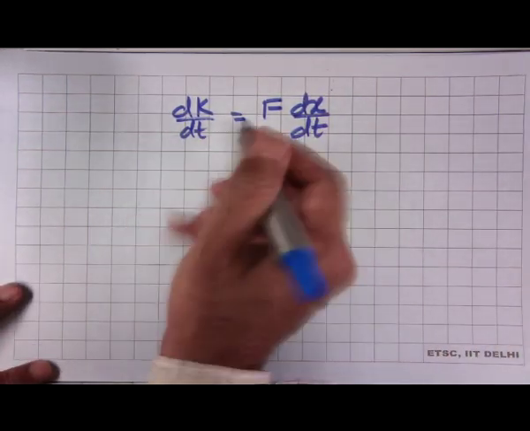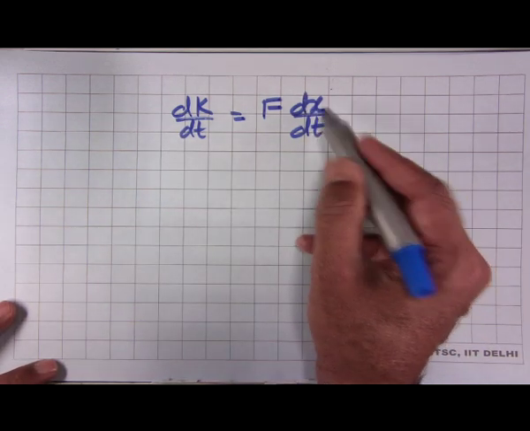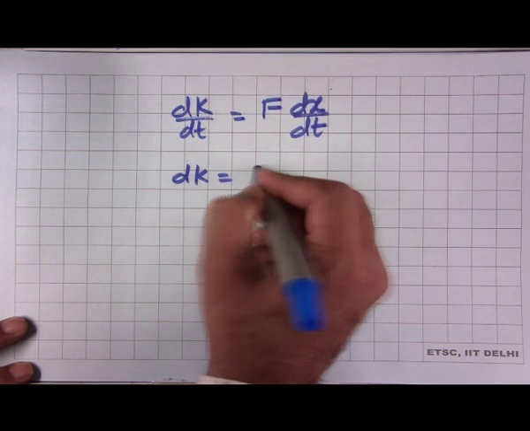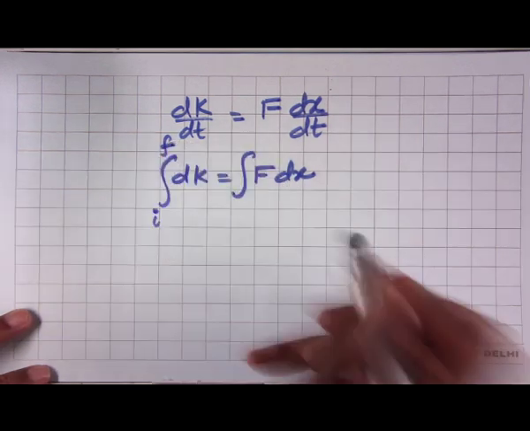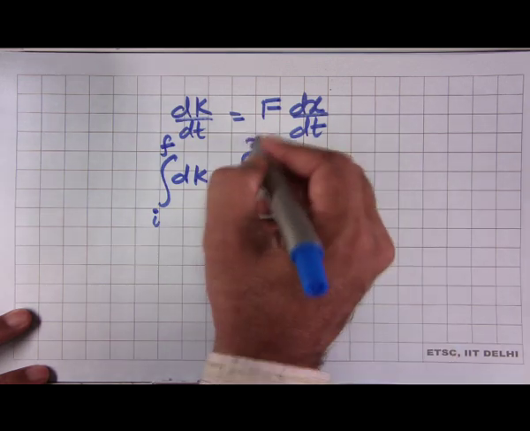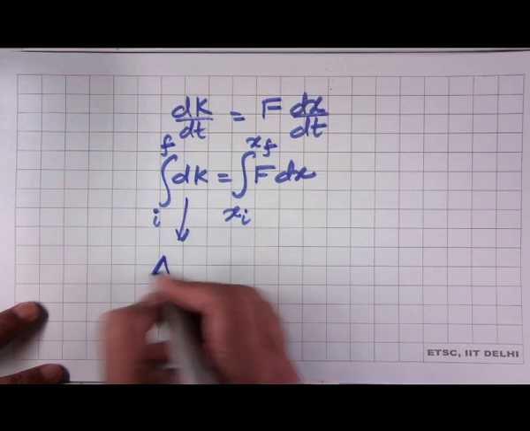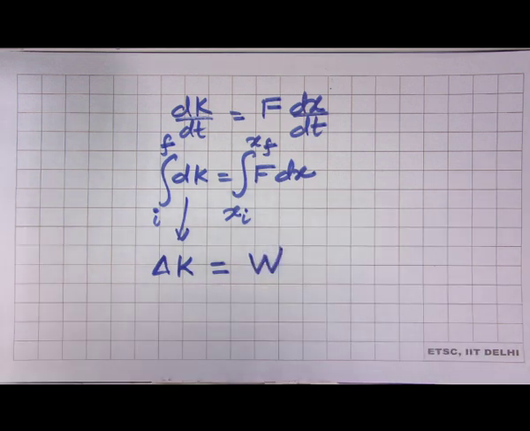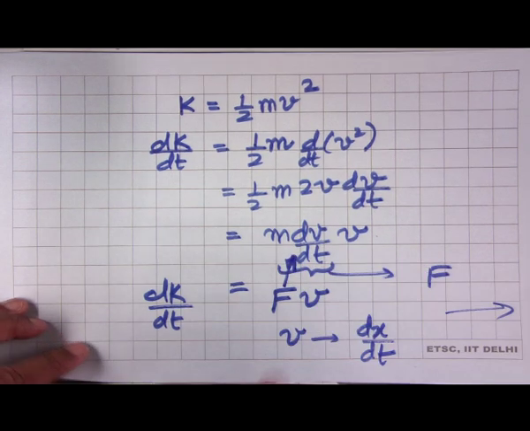So, therefore, what we get is dK by dt is equal to F times dx by dt, and if we use the notation that dK by dt is delta K by delta t in the limit delta t goes to 0, and dx by dt is delta x by delta t in the limit delta t going to 0, then delta t on both sides can go away, and this will give us dK is equal to F dx. If we integrate this, we get the integral from state i to state f of dK equal to the integral of F dx from xi to xf, and the integral of dK from i to f is nothing but the change in kinetic energy, and the integral of F dx from xi to xf is nothing but the work done by the force F. So, to get this expression, we have used Newton's second law, F is equal to ma.